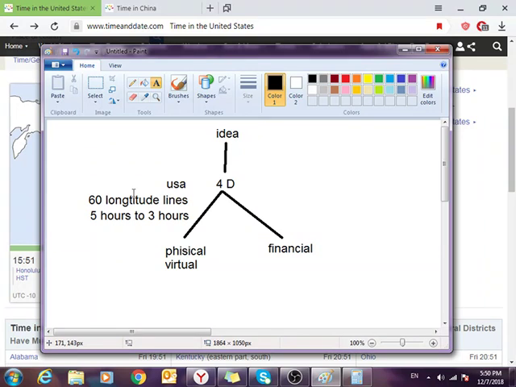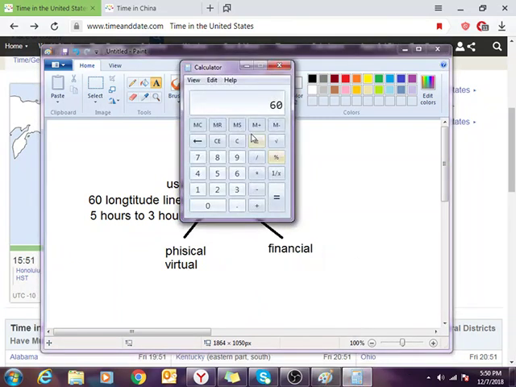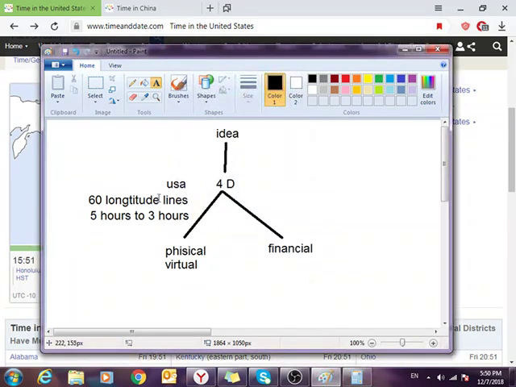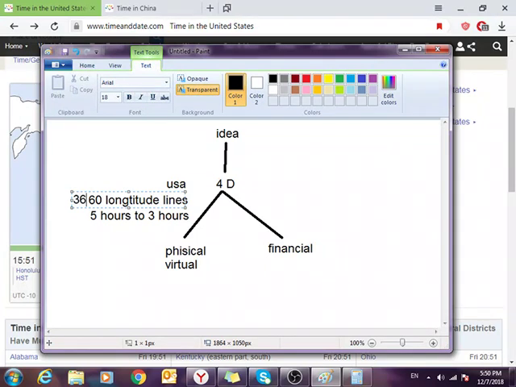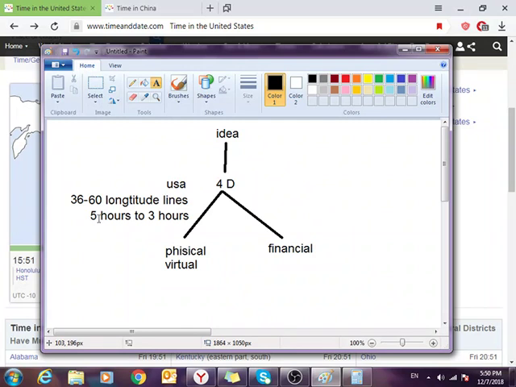So for the other part, you can calculate that 3 hours, multiply that by 60 minutes, divide that by 5 minutes for each line. That will be 36 lines. So 36 to 60 longitude lines make 5 hours. 5 hours to 3 hours, this 60 is the 5 hours thing.